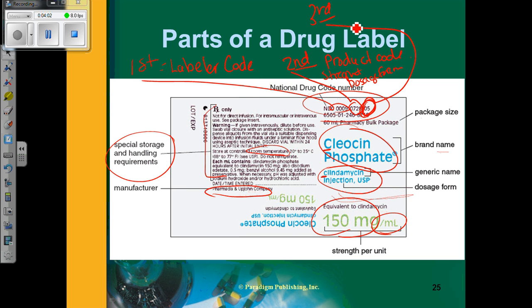The last two numbers, which is the third set, identify the package size. So these are very important to know, what each set of those numbers mean, because I do know that's one of the questions the state board actually asks on the test a lot of times.